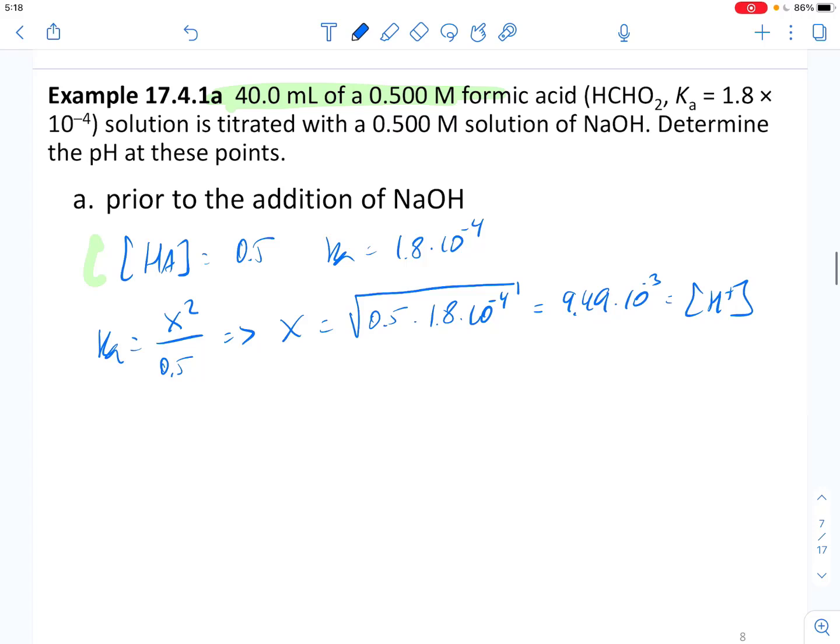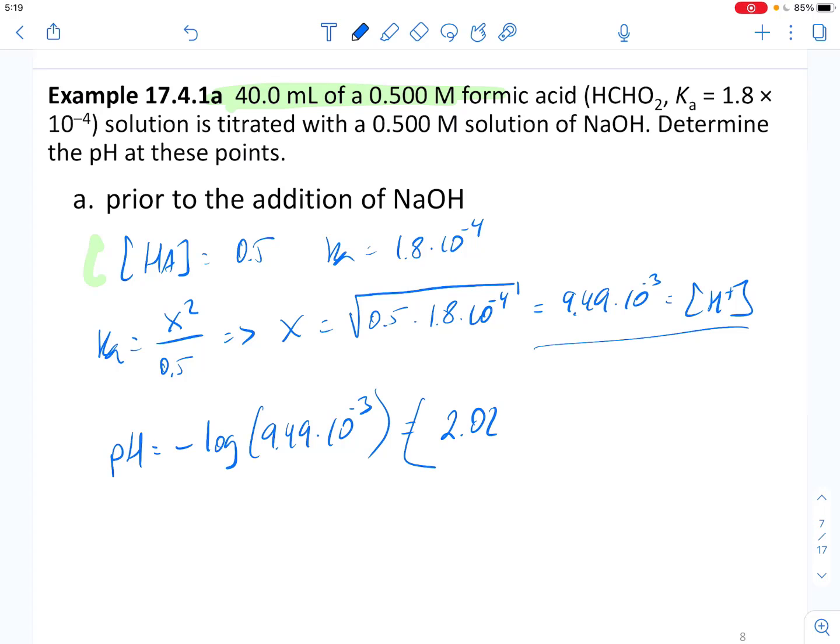We are just calculating the pH of a weak acid solution. You haven't added anything, so that's the concentration of H+. Therefore our pH is going to be minus log of 9.49 times 10 to the negative 3, and this is equal to 2.02. So before you add any sodium hydroxide, that is going to be the pH.